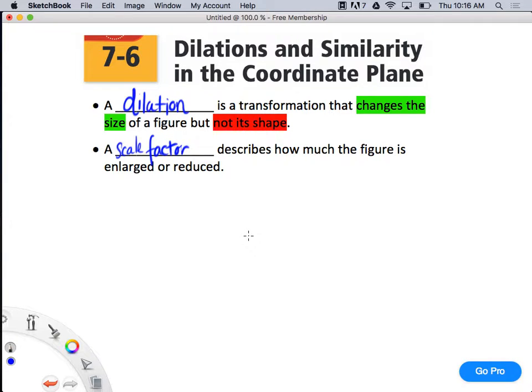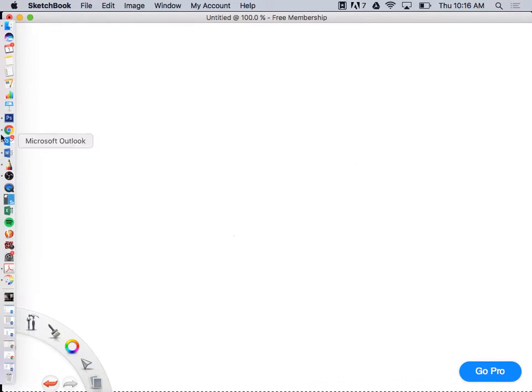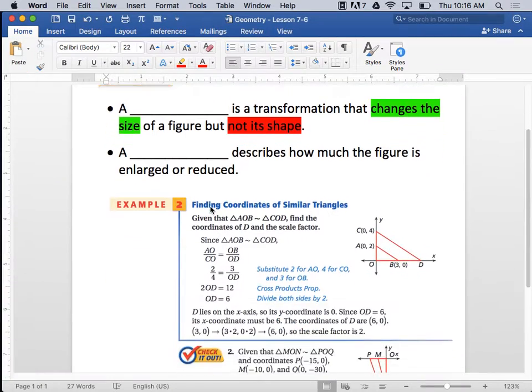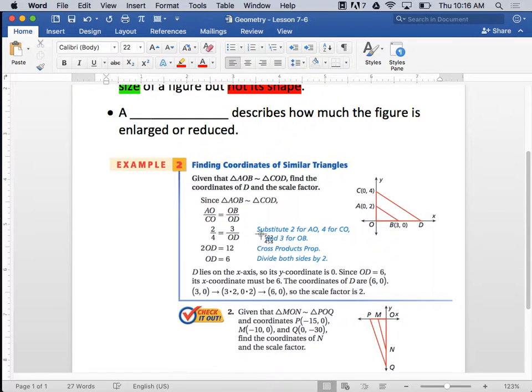So a dilation changes the size, but not its shape. And a scale factor tells us how much bigger or smaller it got. Is that pretty clear? All right. Next, let's go into an example of a dilation.